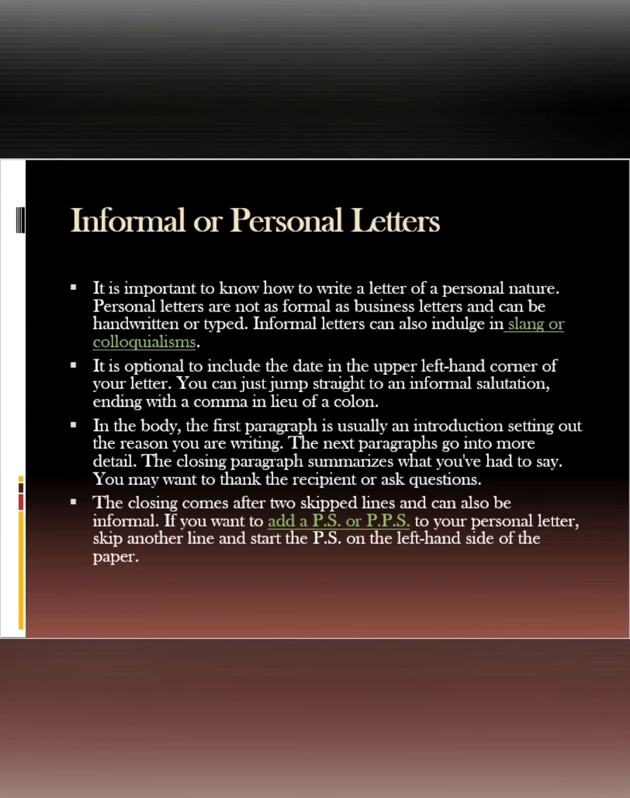In the body, the first paragraph of an informal letter is usually an introduction setting out the reason you are writing, and what's the purpose behind it. In the next paragraph, you go into more detail. Okay, and in the closing paragraph you summarize whatever you had to say above. You may want to thank the recipient or ask a question.